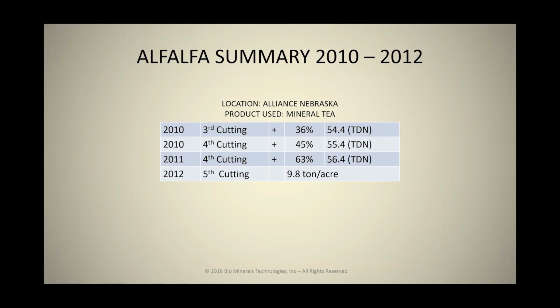And on dairy quality, it was in excess of 54.4. The 4th cutting increased 45%. The TDN increased as well. By the 4th cutting of 2011, it was up 63%, as well as the quality. And this field, we never got to 10 ton. We got to 9.8 ton. Ted took it out, and it was in 2013, 2014, when it went back in, that we broke 10 ton.